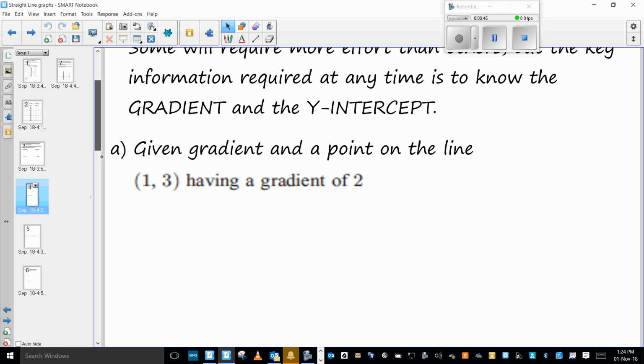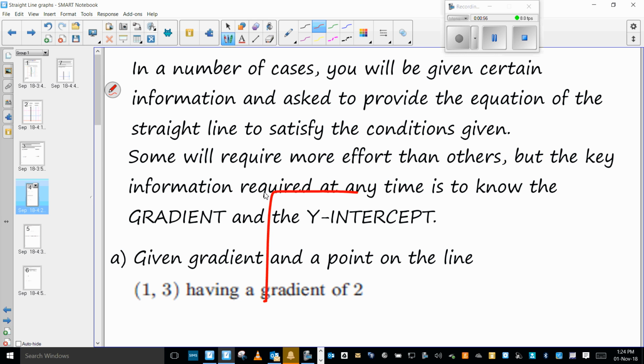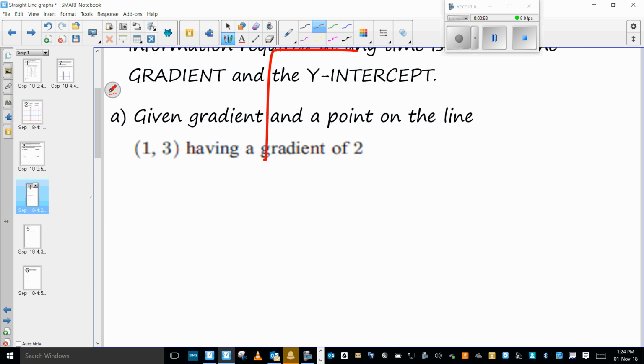Alright, so in this first example, we've been given a gradient and a point on the line. So we have to ask ourselves, how does that help us? Well, straight away, because they've told us the gradient is 2, I know my equation is going to start off as y equals 2x plus c. That was pretty easy. The gradient always goes in front of the x variable, so y equals 2x plus whatever.